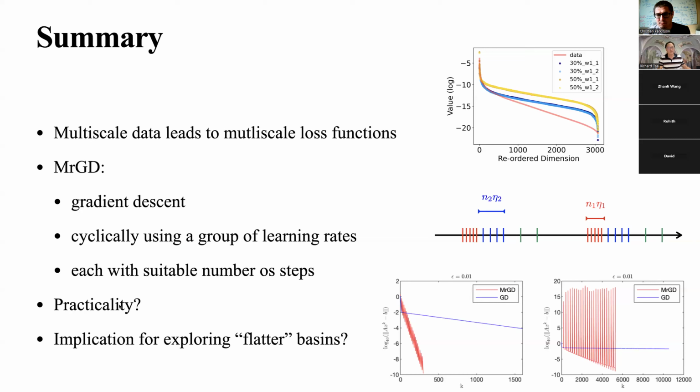Well, there are two questions we're still trying to find out. How practical is this? Because for it to be practical, a prerequisite is that one needs to be able to quickly obtain some estimates about the eigenclusters. Without that, this is just a bit of a fantasy. And then the last bullet point would be more interesting: what happens if you do this Mr. GD algorithm to minimize a non-convex potential?